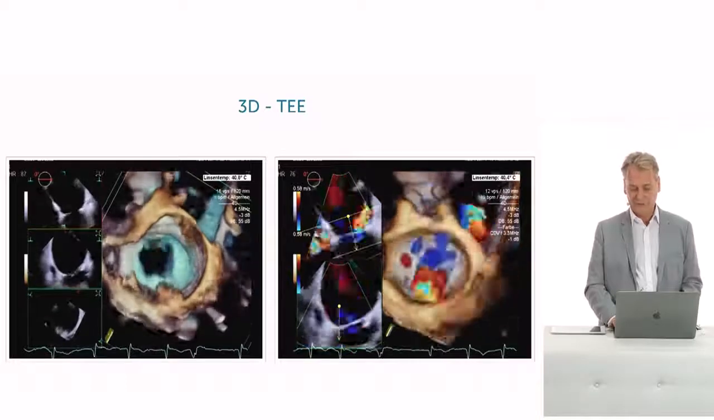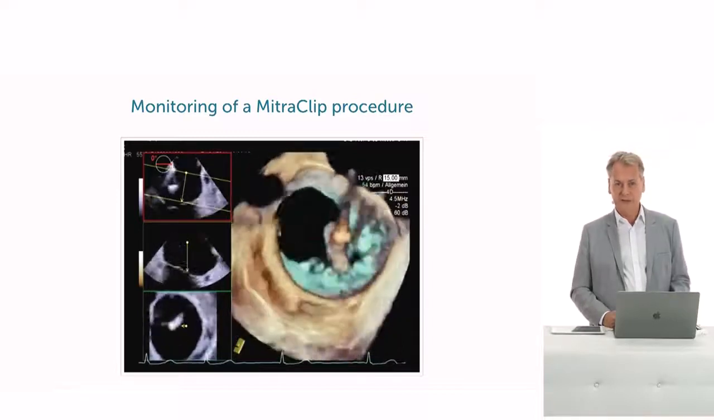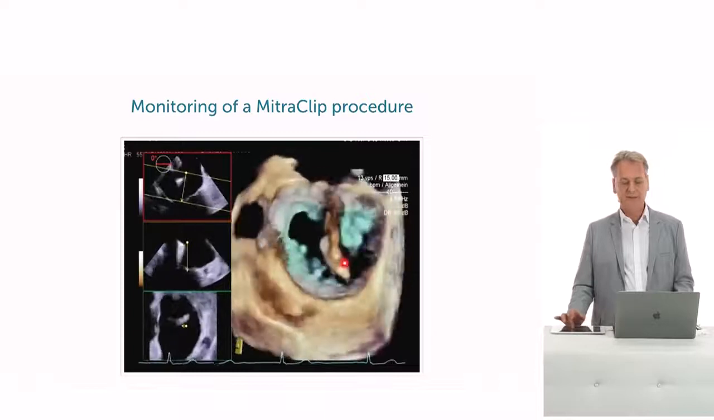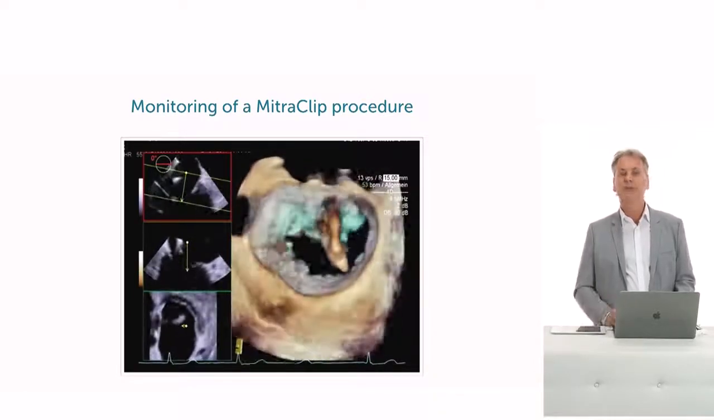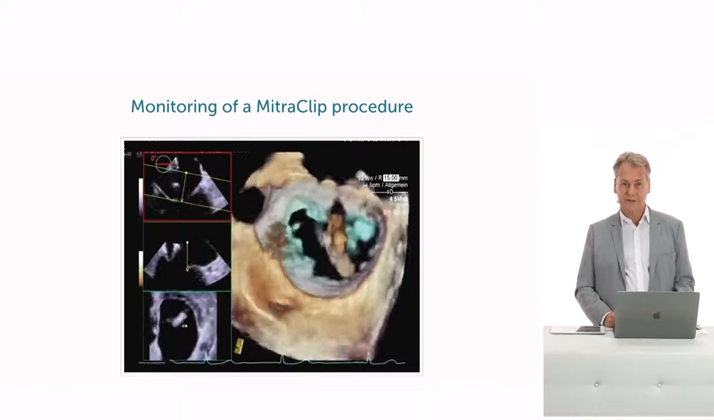Also take a look at the very round circumference of the mitral valve, which is very typical of functional mitral regurgitation. Another example: now we are monitoring a procedure, and you see how nicely we can look at the position of the clip relative to the leaflets. In this case, we probably need to rotate a little bit to be perfectly aligned to the coaptation defect.